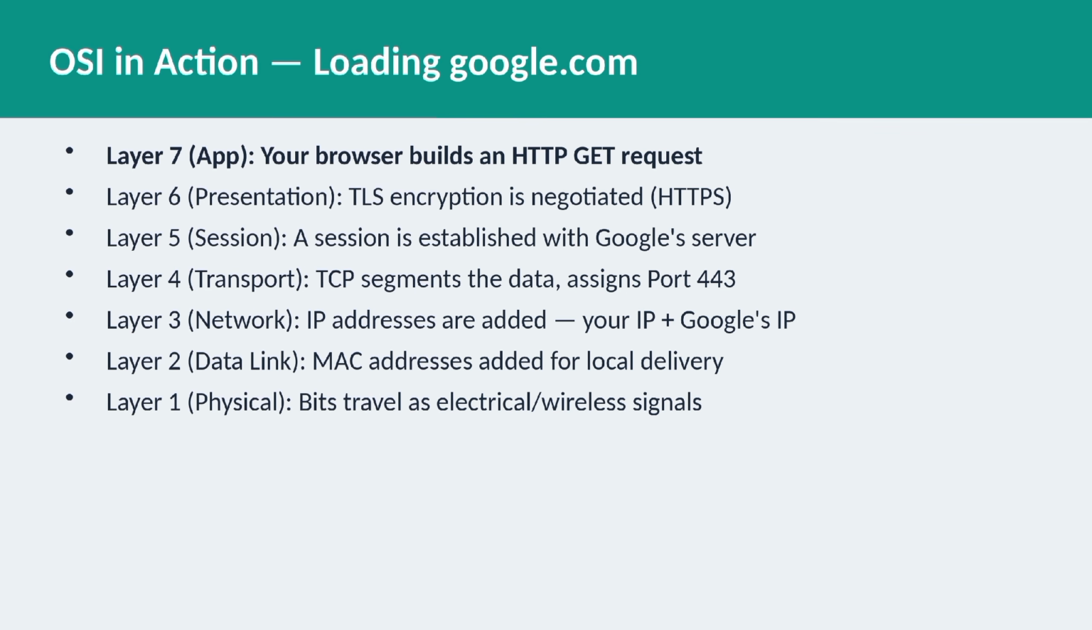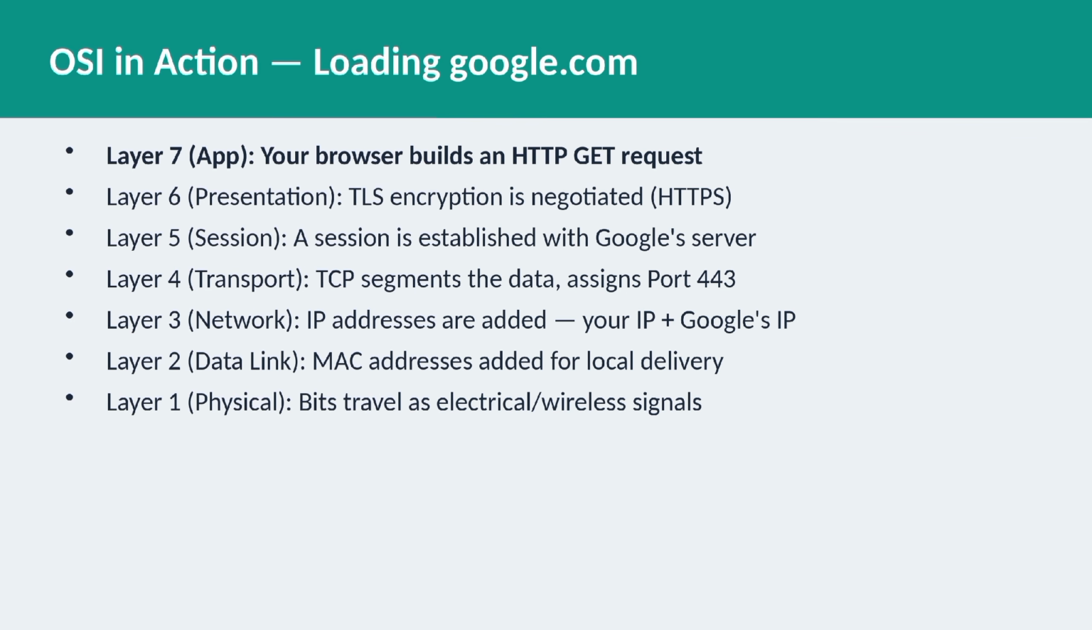Real-world example. Loading a web page. Let's tie all of this together with a real-world example. You type https google.com into your browser. What happens at each OSI layer? Layer 7, application, your browser constructs an HTTP GET request. Layer 6, presentation, TLS encryption is negotiated, data gets encrypted. Layer 5, session, a session is established with Google's server.